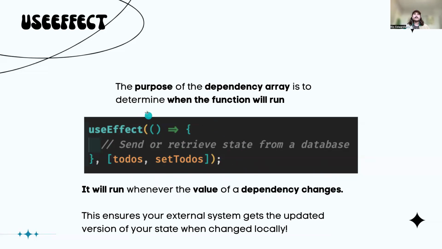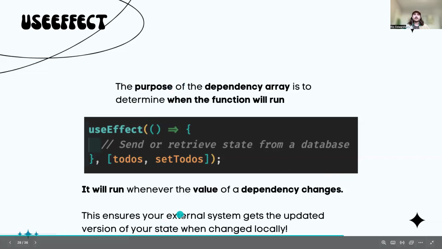Okay, so the purpose of the dependency array is to determine when the function will run. It will run whenever the value of the dependency array changes. So whenever this state changes, the function will run. This ensures your external system gets the updated version of your state when you change it locally.